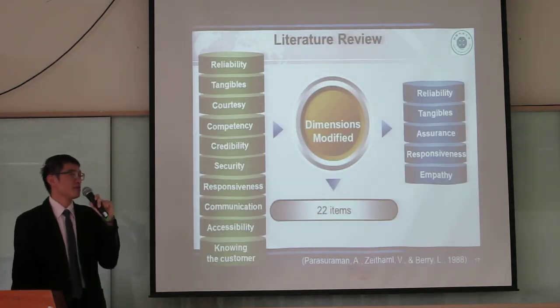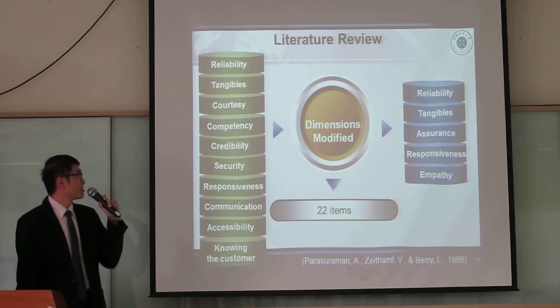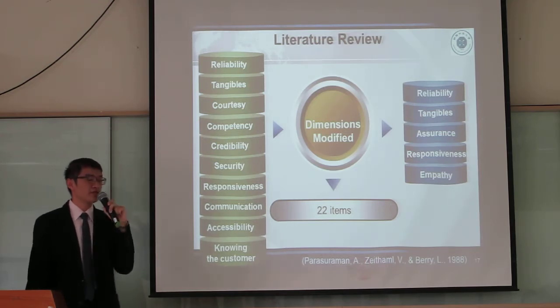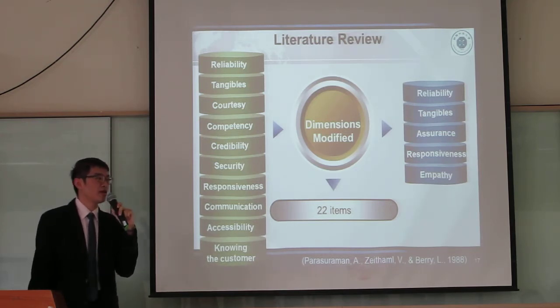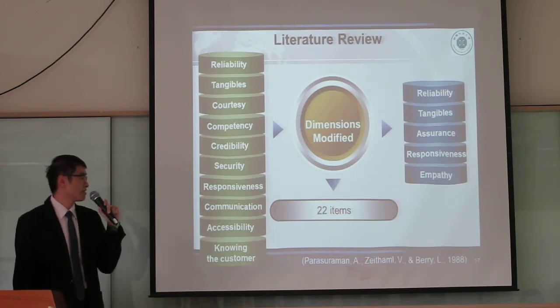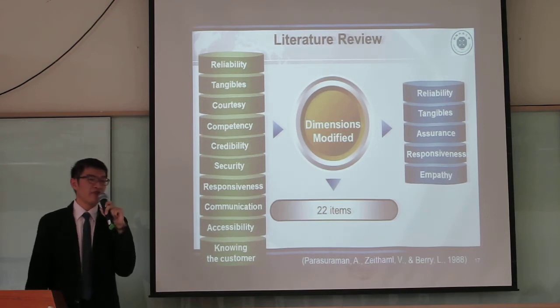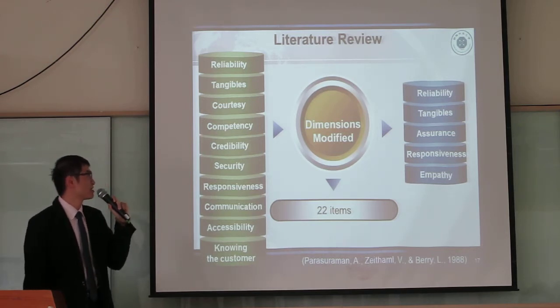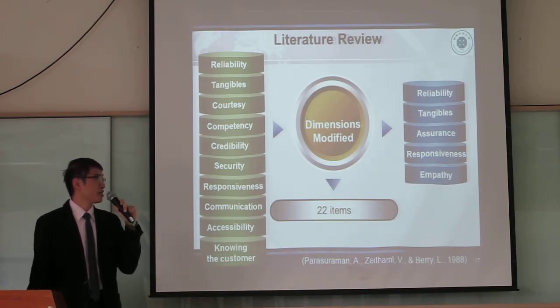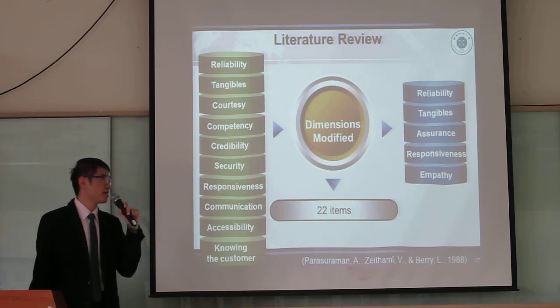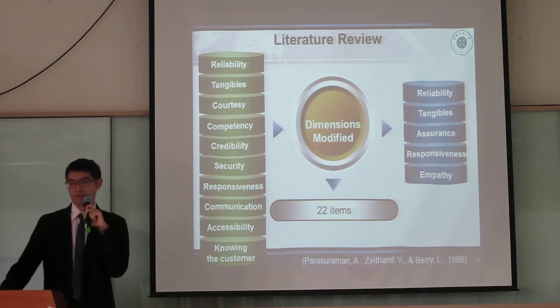In the circular model, originally there were 10 dimensions in 1985, but in 1988, Parasuraman and other researchers modified them into 5 dimensions. They are reliability, tangibles, assurance, responsiveness, and empathy, with 22 items.